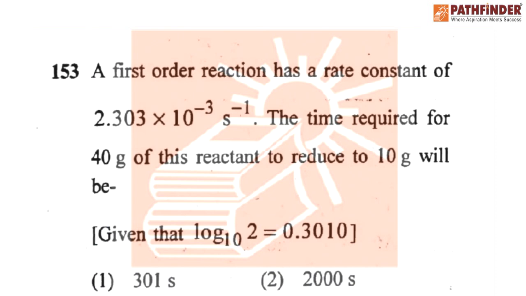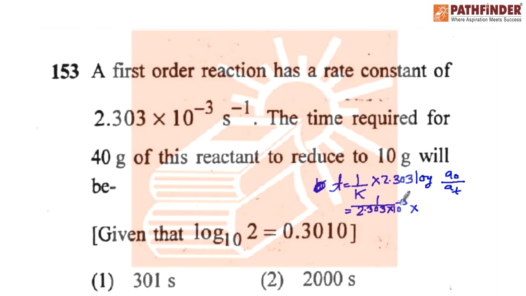A first order reaction has a rate constant. We know the formula for the first order reaction, and we have to find out time. So I am manipulating it and writing it as 1 by K into 2.303 log of A0 by At. It is a very easy question, my dear students. The value of K is given, 2.303 into 10 to the power minus 3.